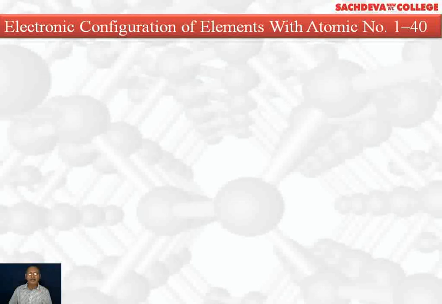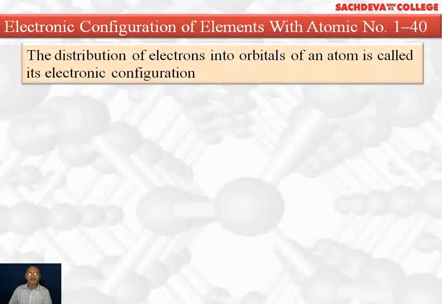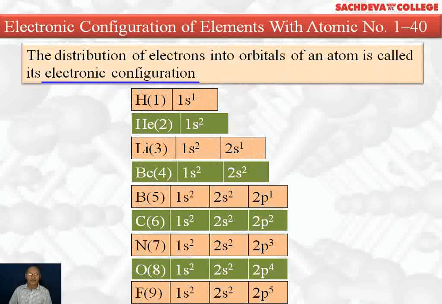Now we are going to take up electronic configuration of elements with atomic number 1 to 40. The distribution of electrons into orbitals of an atom is called its electronic configuration. The first element, hydrogen, atomic number 1, electronic configuration is 1s1. First orbital is 1s and it can have maximum 2 electrons. Hydrogen has only 1 electron, so we write 1s1. Helium has 2 electrons, its electronic configuration is 1s2. Now lithium has 3 electrons, 1s2, first orbital is full. The next electron will go to 2s orbital, so we write 2s1.